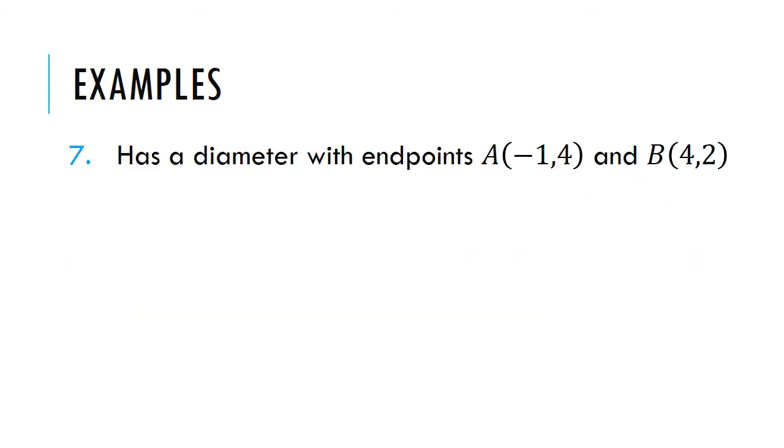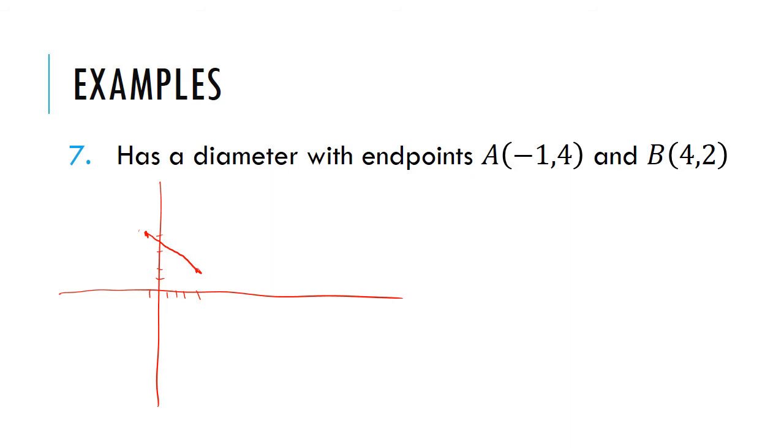Number 7 has a diameter with endpoints A at (negative 1, 4) and B at (4, 2). Negative 1, positive 4: 1, 2, 3, 4, here. Then (4, 2): 1, 2, 3, 4 and then 2. This is a diameter.